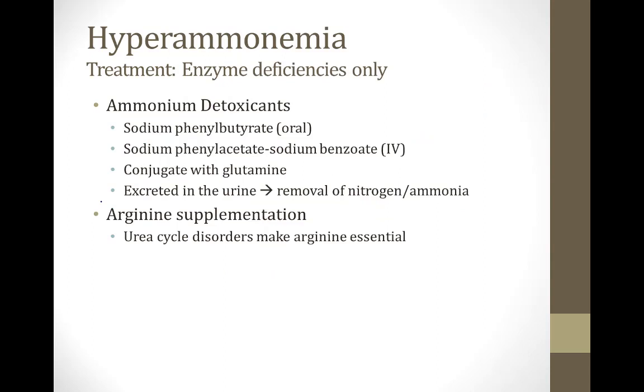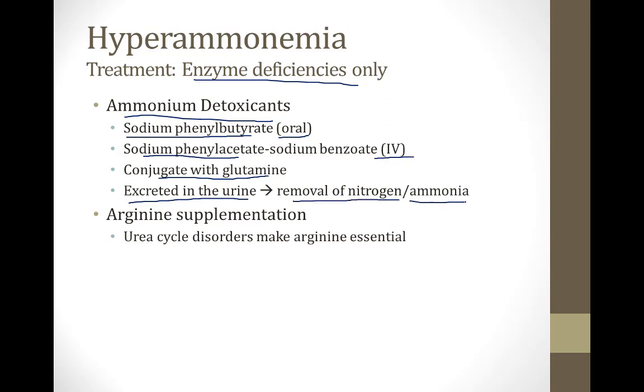There are some other treatments for hyperammonemia that are generally only used in children who have urea cycle enzyme defects. These include ammonia detoxicants. These are substances like sodium phenylbutyrate, which can be given orally, or sodium phenylacetate and sodium benzoate, which can be given IV. These conjugate with glutamine, and as a result, the glutamine is excreted in the urine, and this results in the removal of nitrogen from the body and therefore less ammonia.